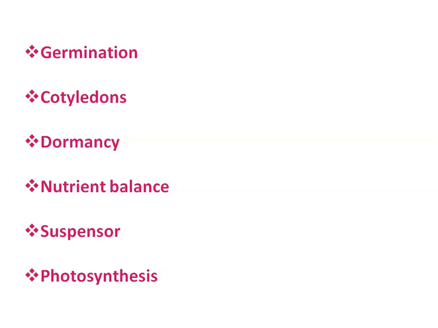Then nutrient balance. A proper amount of each nutrient is important for plant health. A deficiency or overdose of nutrients can result in plant death. Next is suspensor. Suspensor is a filamentous or spherical organ that orients the embryo's absorptive surface toward its food source. It may also serve as a nutrient conduit for the embryo. Last is photosynthesis. Mature embryos are fully autotrophic, meaning they can photosynthesize and synthesize all the organic molecules they need to grow.